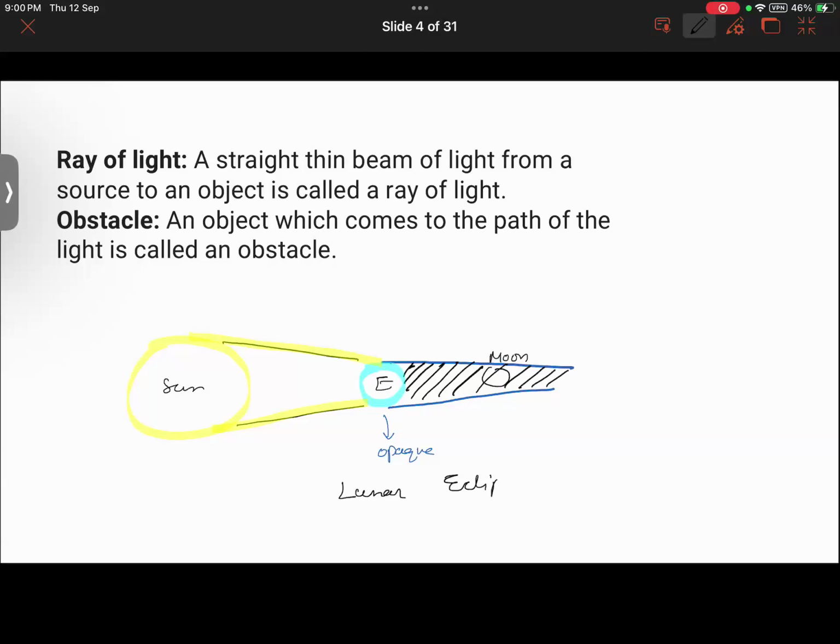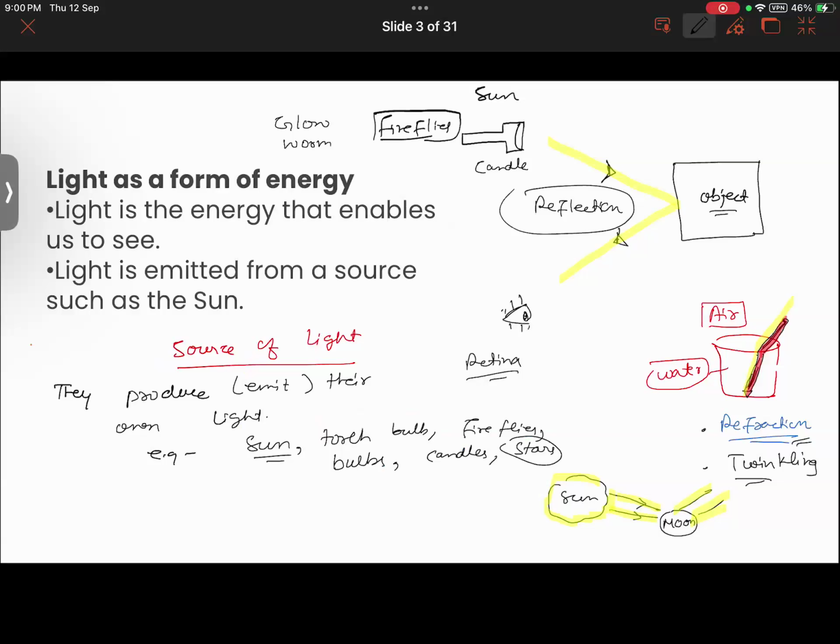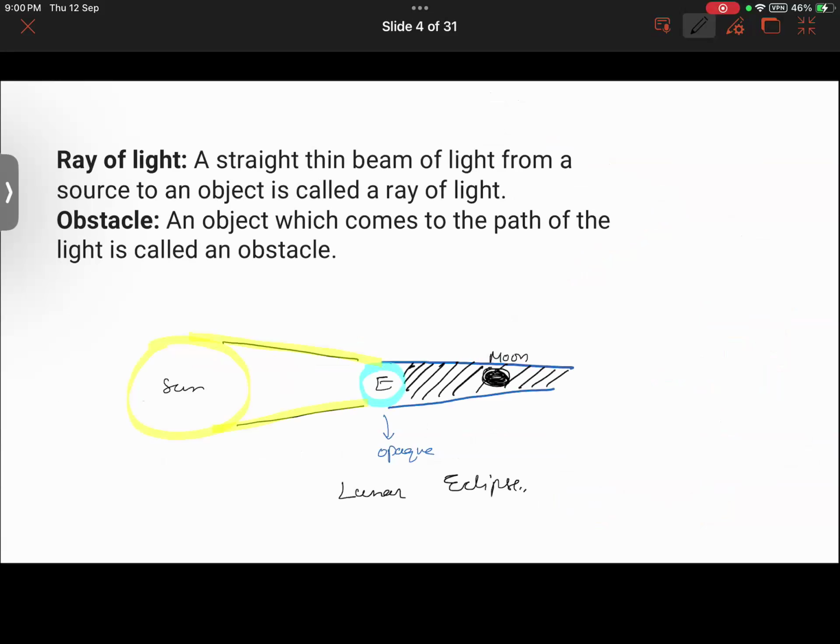The opposite happens in the case of the solar eclipse, where the moon will come in front of the Earth and in between the sun and the Earth. Got this now? Hope you have understood this. All right. Now let us understand these terms, like what is a ray of light and what is an obstacle. Read the given paragraph.